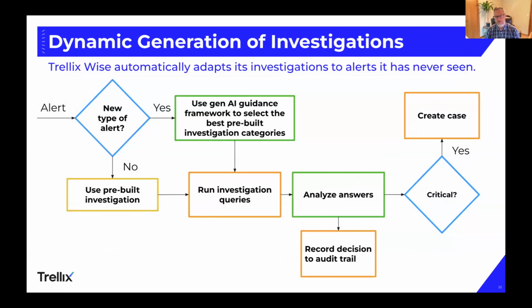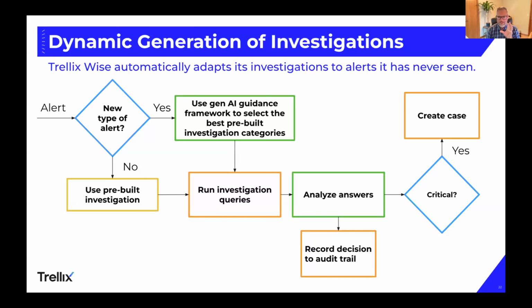So if we get a new alert and we didn't write it, maybe a customer wrote it or it's coming from a third party, and we didn't have an investigation built for it, no problem. We built Trellix Wise so that it'll take all the investigations it knows about and figure out what's most relevant from that corpus to apply to this new alert. And it does that dynamically when they come in, which has been really cool to see in action.